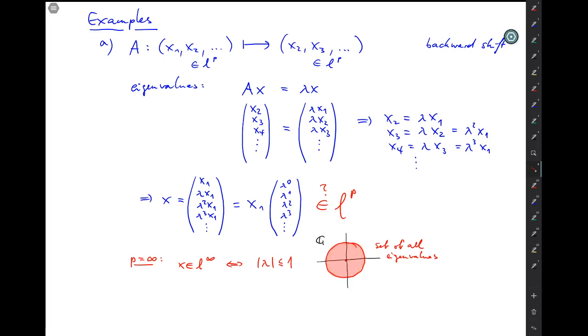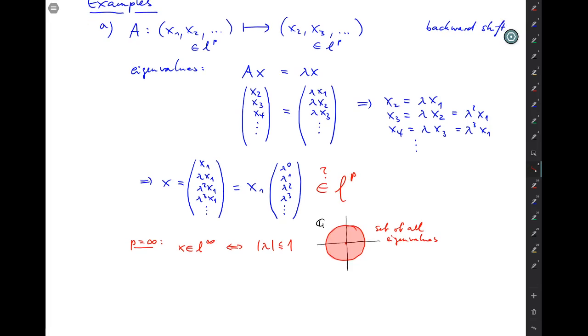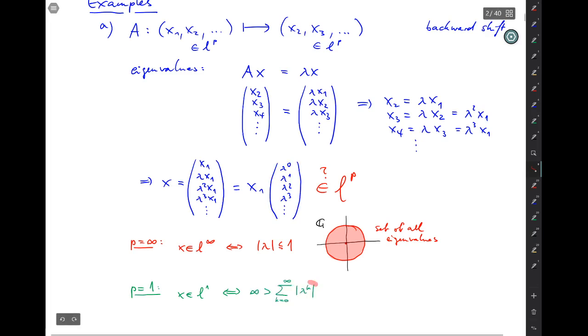Now let's look at some other values of p here. Let's say p equals 1. So our vector here is in l1 if and only if you can take the modulus of every entry, add it all up, and still get something finite. But now instead of modulus of lambda to the power k, we can also say modulus of lambda, and then to the power k.